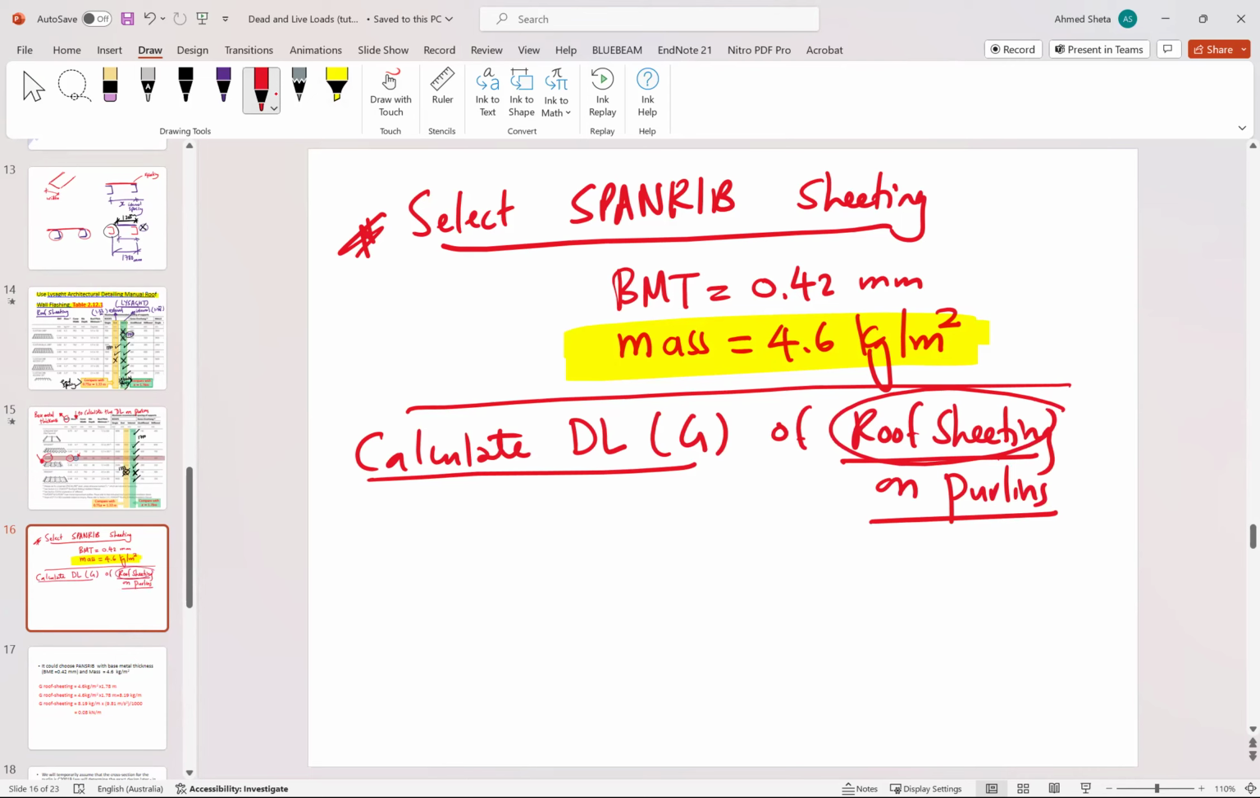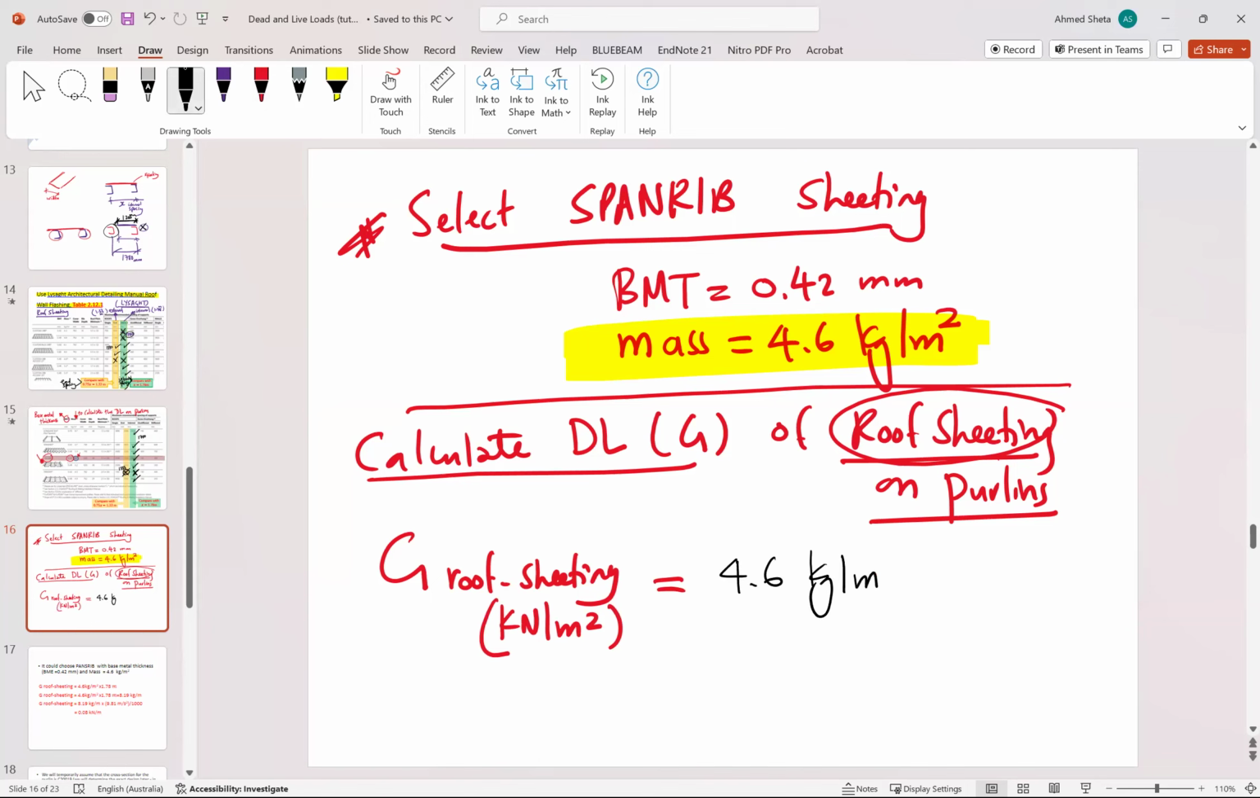How can we calculate this load? First of all, we have G. We need to find G of roof sheeting as a weight, not as mass. So we need to convert it to kilonewton per square meter. What is the unit we have? We have 4.6 kilogram per square meter. How to convert from kilogram to kilonewton?